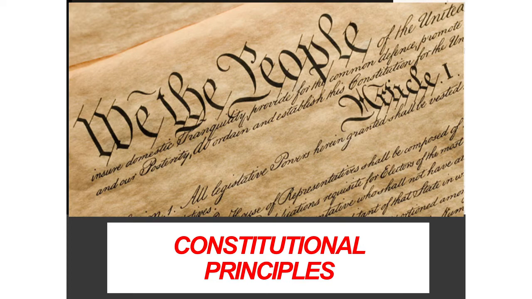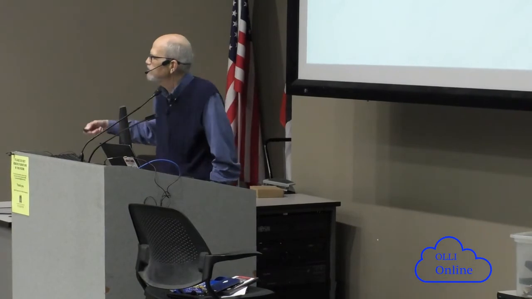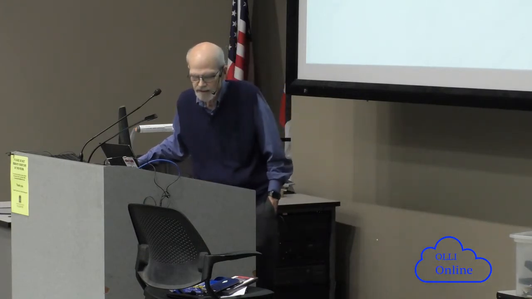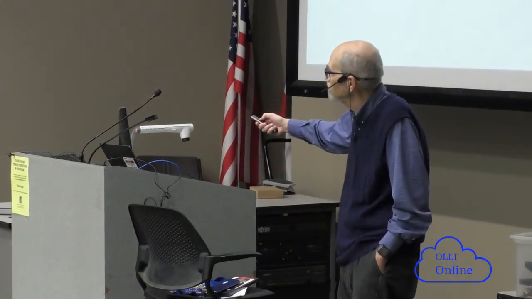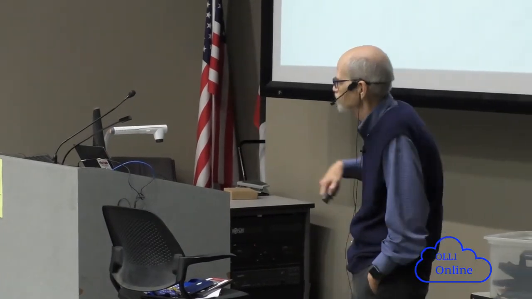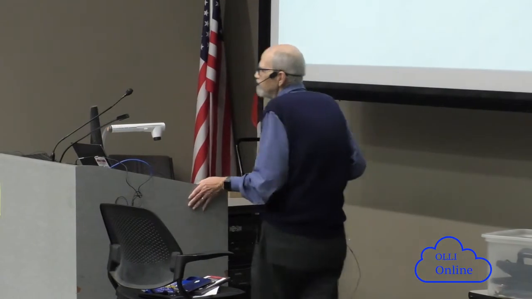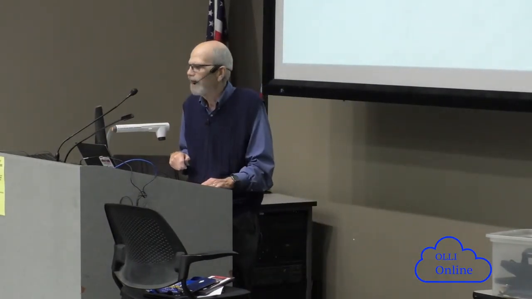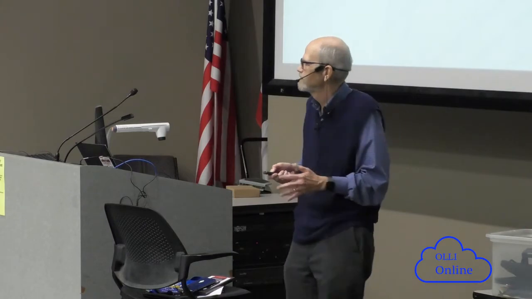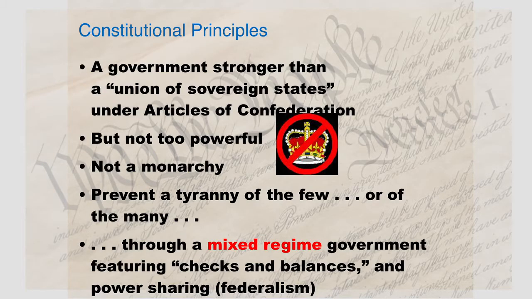So let's review some constitutional principles from last semester. This will be a quick review. One, in coming up with a constitution after the end of the Revolutionary War and the Articles of Confederation, a majority of those who made the decisions, which were both the framers of the Constitution and those in the ratifying conventions, wanted a government stronger than a union of sovereign states, which existed during the Revolution and after the Revolution. But not too powerful. Don't want completely sovereign states, but not a national government that is too powerful. But definitely not a monarchy.